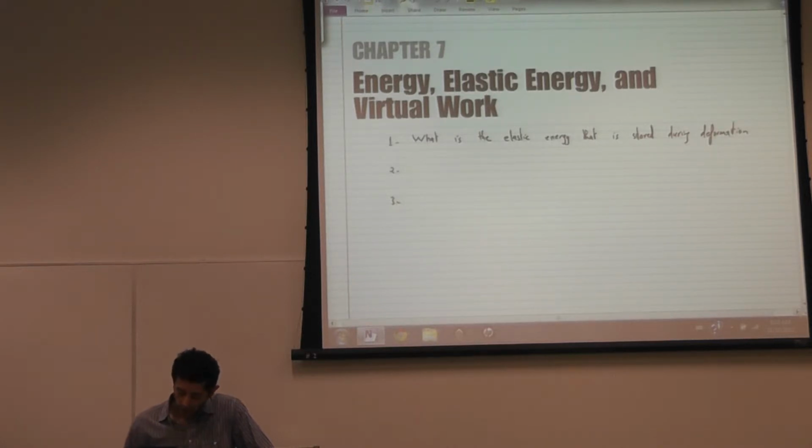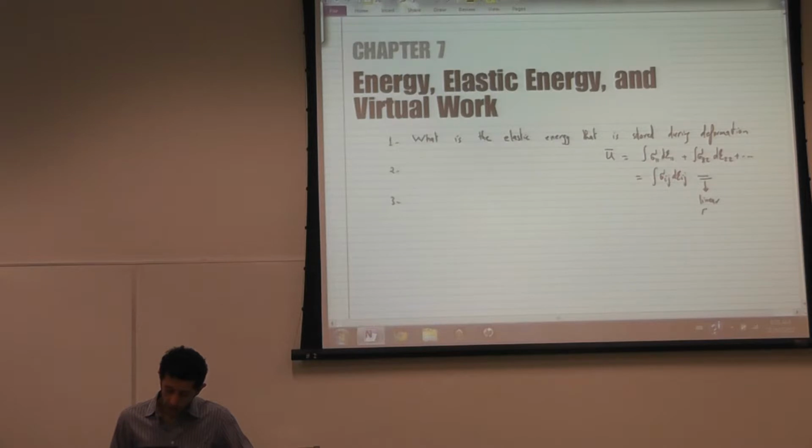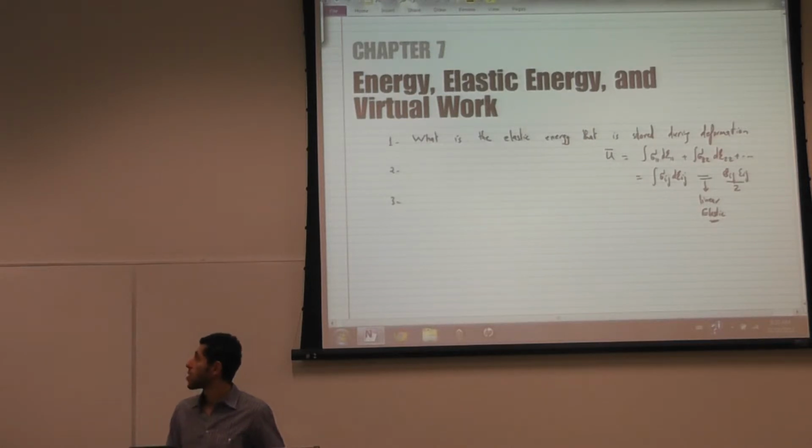And for this, we'll find that this elastic energy per unit volume is equal to the integral of sigma 1 d epsilon 1 plus sigma 2 d epsilon 2 and so on, which is equal to the summation of sigma ij d epsilon ij, which for linear elastic, if the stress is directly proportional to the strain, is equal to sigma ij epsilon ij over 2. So this is the first thing we want to talk about.